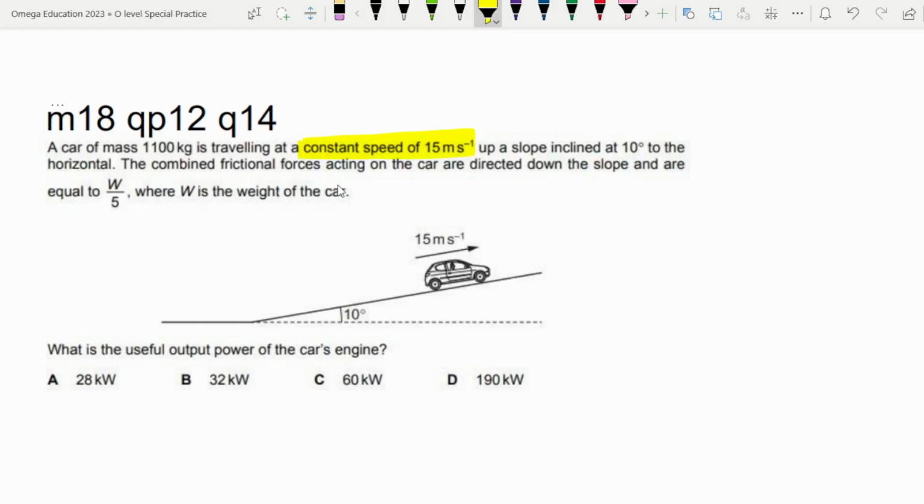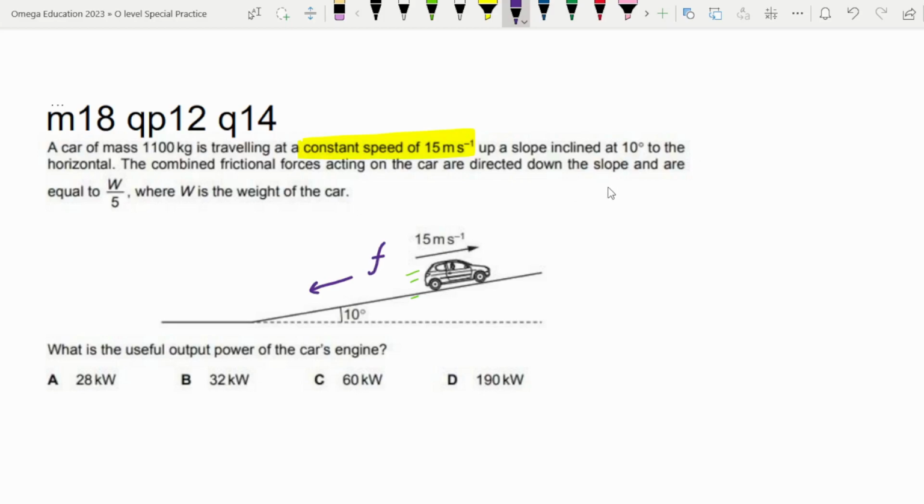The combined frictional forces acting on the car are directed down the slope and equal to the fifth part of the weight. So here we have the frictional forces. Isn't that the same thing that I told you? There could be frictional forces as well, and then you have to compensate for the friction as well. If the car is moving forward, there would be a frictional force backward, down the slope. Backward means down the slope. And the frictional force is mathematically how much? It is the fifth part of the weight.